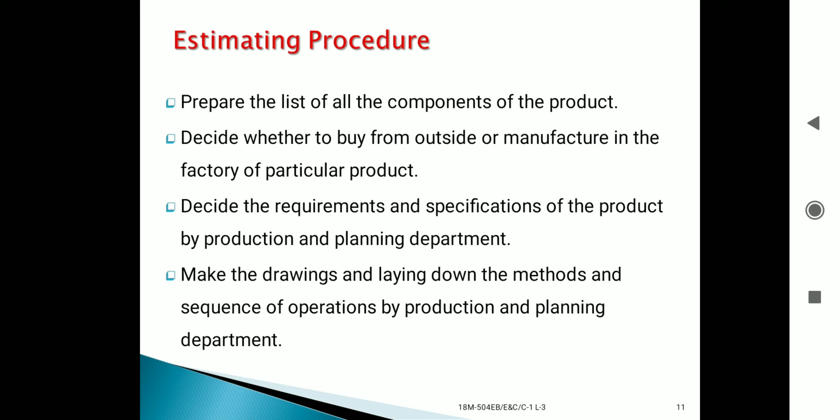Next, make the drawing and lay down the method and sequence of operations with the production and planning department. To manufacture a product, first we need to draw the sketch: how the design should be, and by which method it can be made efficiently, decreasing the cost and utilizing the material. Then the sequence of operations, which operation is done first, second, third, can be properly decided by consulting the production and planning department.